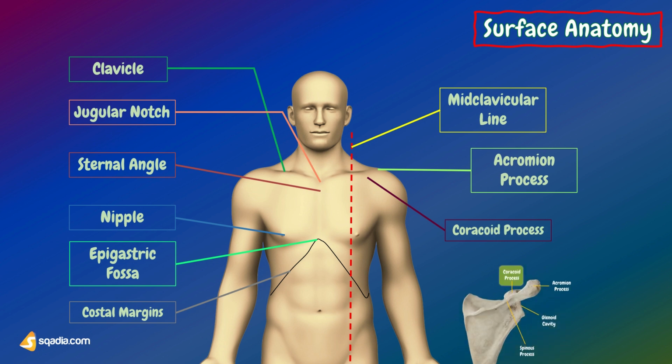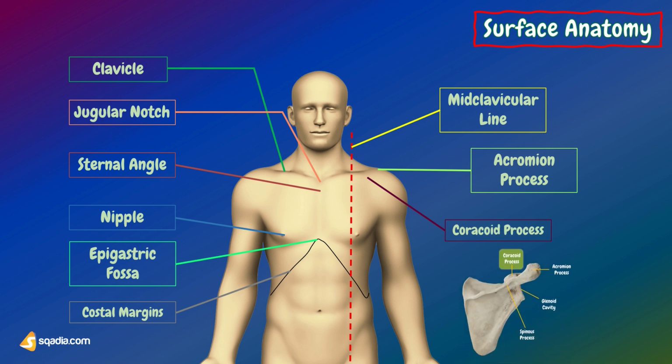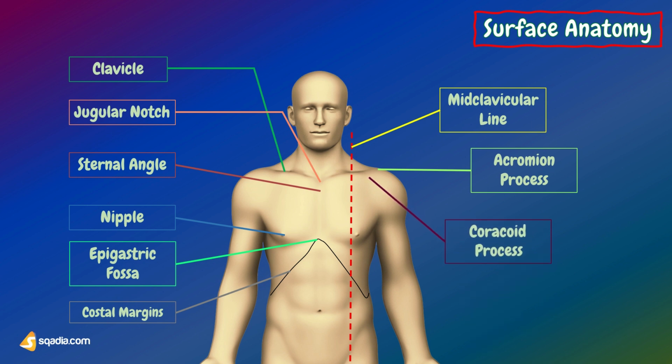The tip of the coracoid process of the scapula lies 2 to 3 centimeters below the clavicle, overlapped by the anterior fibers of the deltoid. It can be felt on deep palpation just lateral to the infraclavicular fossa.